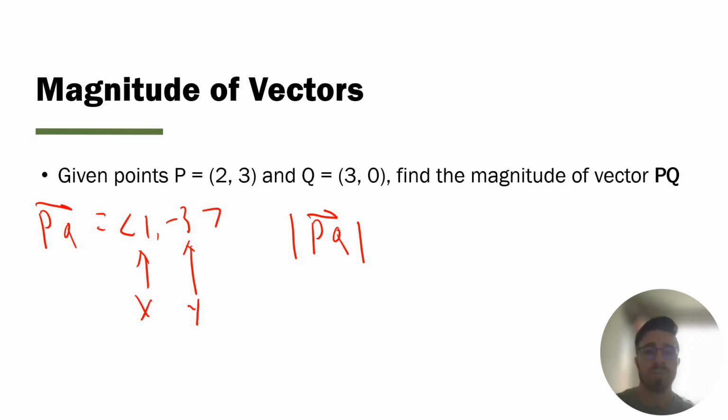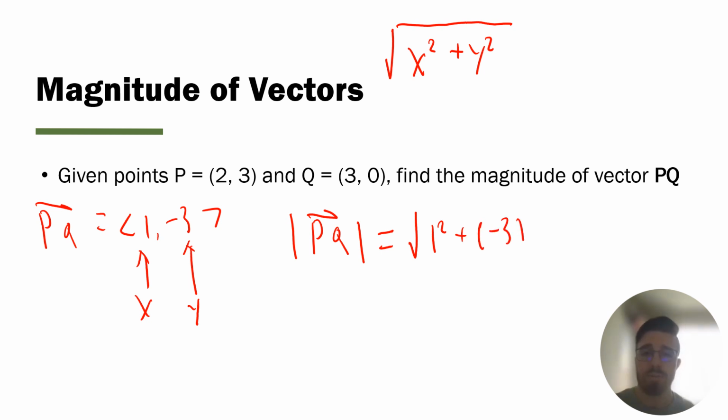And for a general definition, for a 2D vector, the magnitude would be equal to the square root of the x component squared plus the y component squared. If it was a 3-dimensional vector, you would just add the z component squared. So the magnitude of pq is equal to the square root of its x component squared, 1, plus its y component squared, which will become a positive term, so negative 3 squared. So this is equal to the square root of 1 plus 9, or 10. So this is how we calculate the magnitude of vectors.